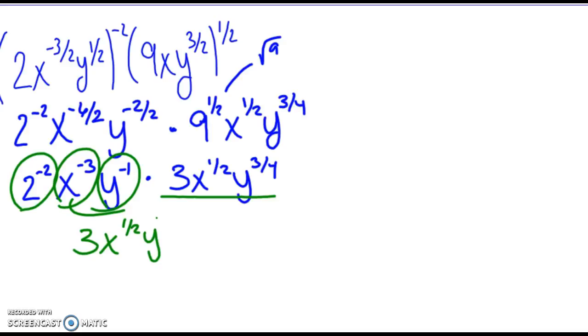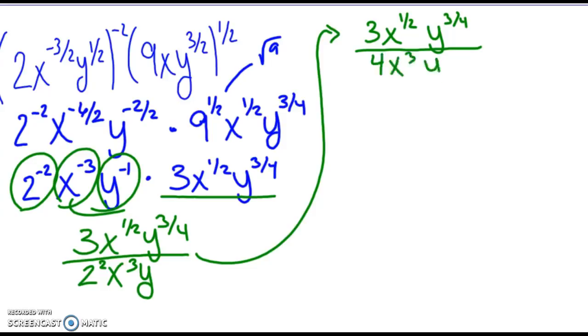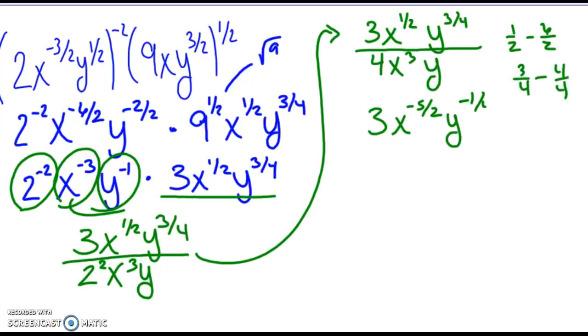3x to the 1/2, y to the 3/4, over 2 squared, ooh, that's 4, x cubed, y. Going up here, I'm going to go 3x to the 1/2, y to the 3/4, over 4x cubed y. Now I need to start subtracting. I'm going to take 1/2 minus 6/2, which is negative 5/2. So I get 3x to the negative 5/2. I'm going to do 3/4 minus 1 whole, which is 4/4. So then I get y to the negative 1/4.